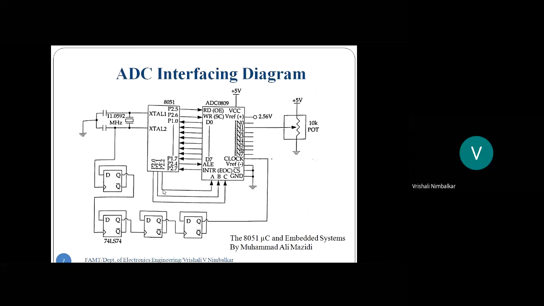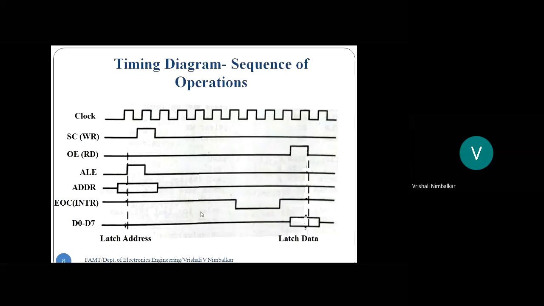Now, how does this ADC work? So let us look into the timing diagram. Based on this timing diagram, we will program the ADC. I mean, that is the sequence we will use to program ADC. Okay, so let us look into the timing diagram. So see here, the first signal is a clock. It means the 740 kilohertz clock.